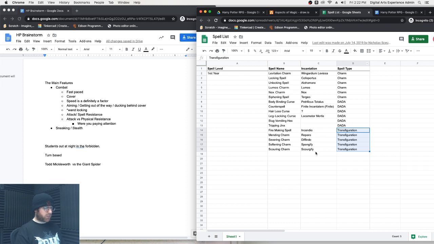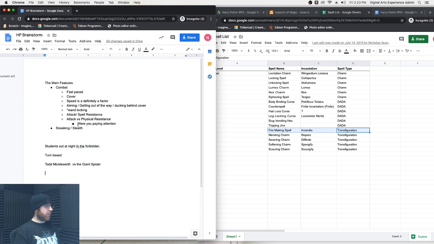But anyway, we've got a spell list here. So I guess it depends on how you would want to play it. But let's say we want to do a fire-making spell. Maybe try and scare the spider off. I know this is a fire-making spell. It's not a fireball per se, but for the sake of argument, say it's a fireball spell, right? So you're a player at the table. You got your wand. You say Incendio, and you cast it at the spider. So what do we do now?